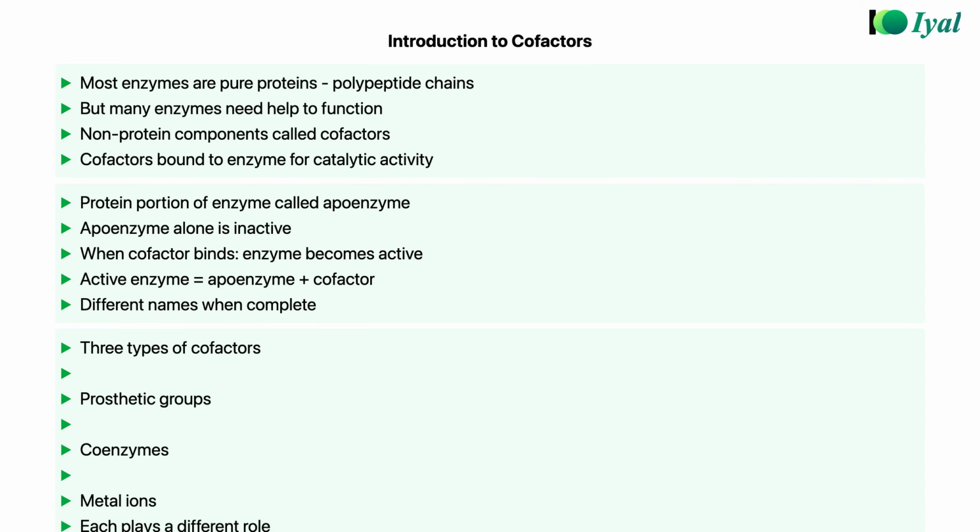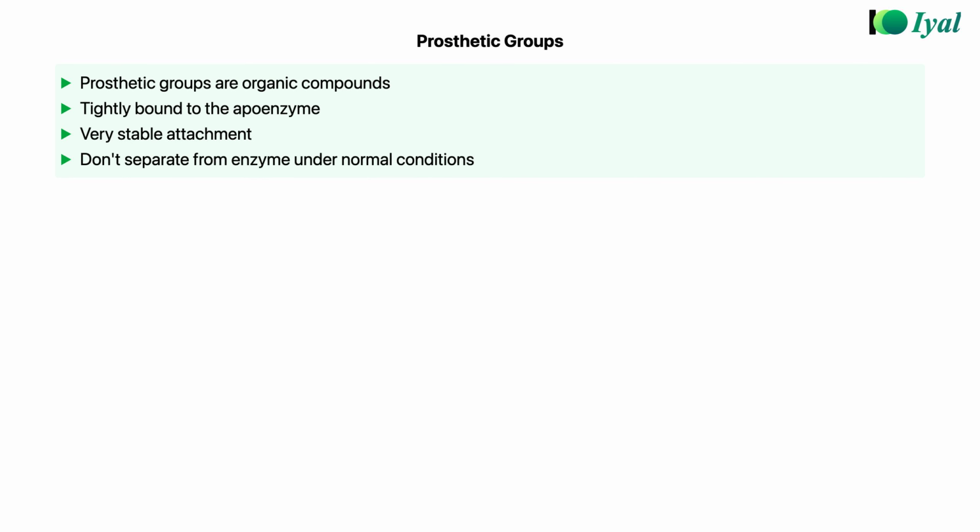There are 3 types of cofactors. First, prosthetic groups. Second, coenzymes. Third, metal ions. Each type has different characteristics. Prosthetic groups are organic compounds, carbon-based molecules. The key characteristic is that they're tightly bound to the protein. They don't just float around loosely, they're securely attached.